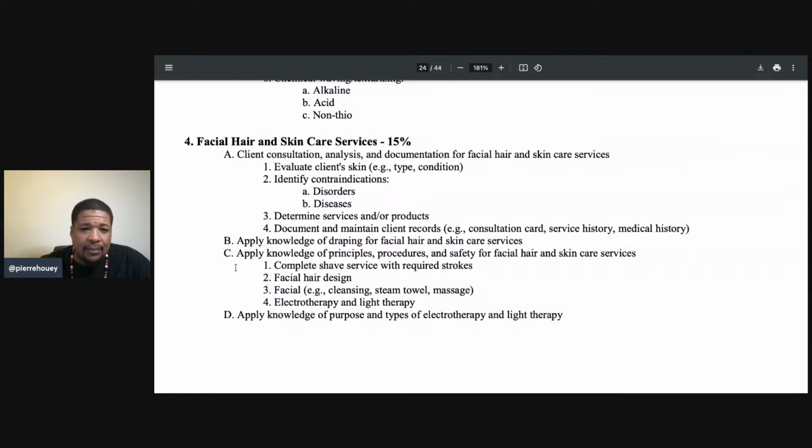C, apply knowledge of principles, procedures, and safety for facial hair and skincare services. That is, one, complete shave service with required strokes. Two, facial hair design. Three, the facial process itself, meaning the cleansing, the steam towel, the massage, and the massage strokes for a facial itself. Four, electrotherapy and light therapy. And D, apply knowledge of purpose and types of electrotherapy and light therapy.